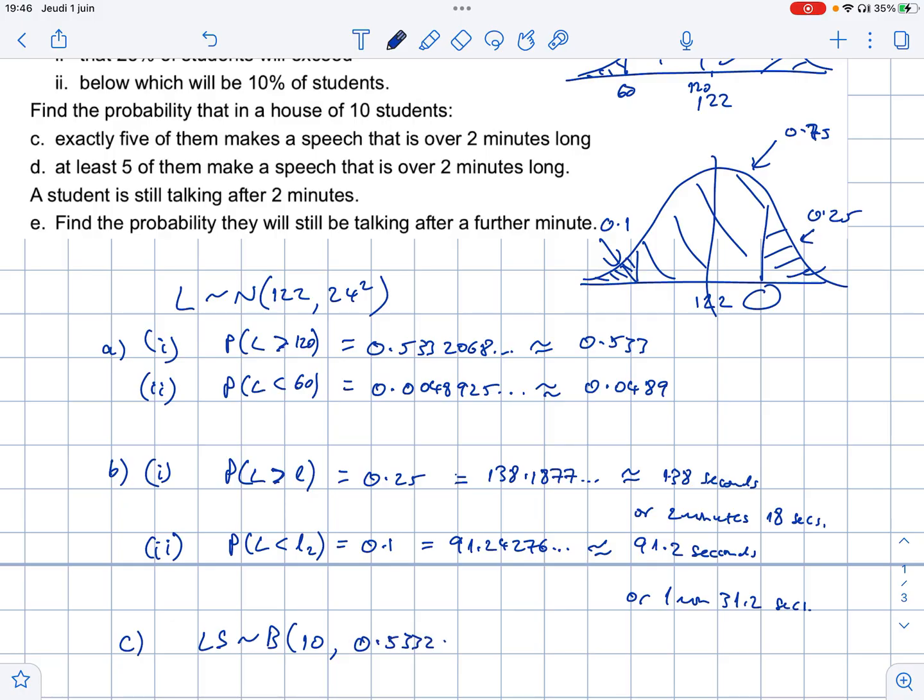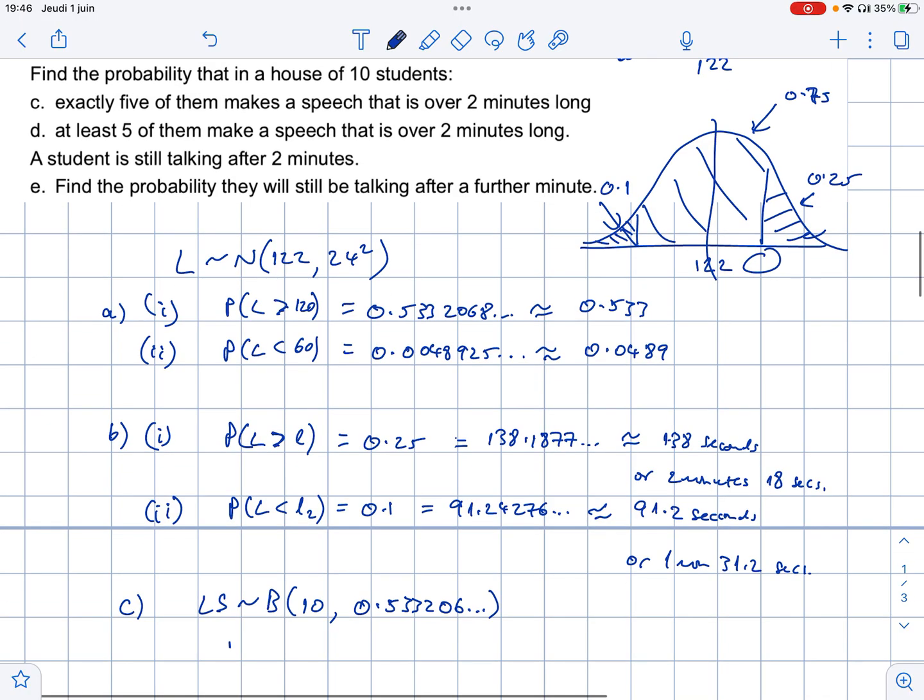So 0.533206, etc. I want the probability that LS equals 5. So we have exactly 5 of them doing that. That's a binomial PDF. So that gives me 0.240714, etc., which is approximately equal to 0.241. So 3 significant figures.